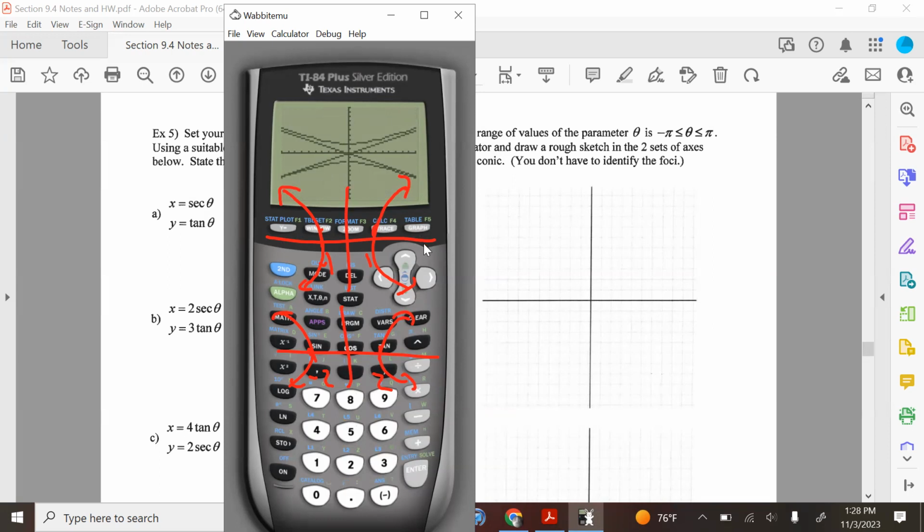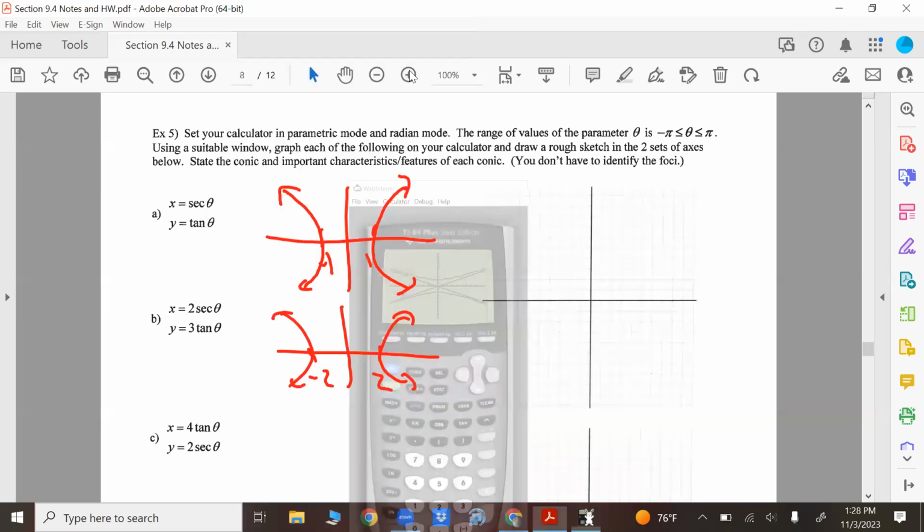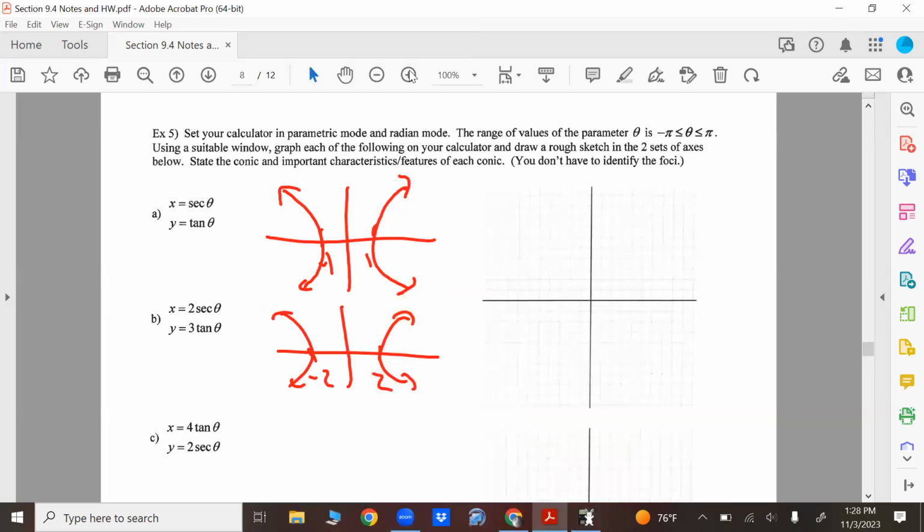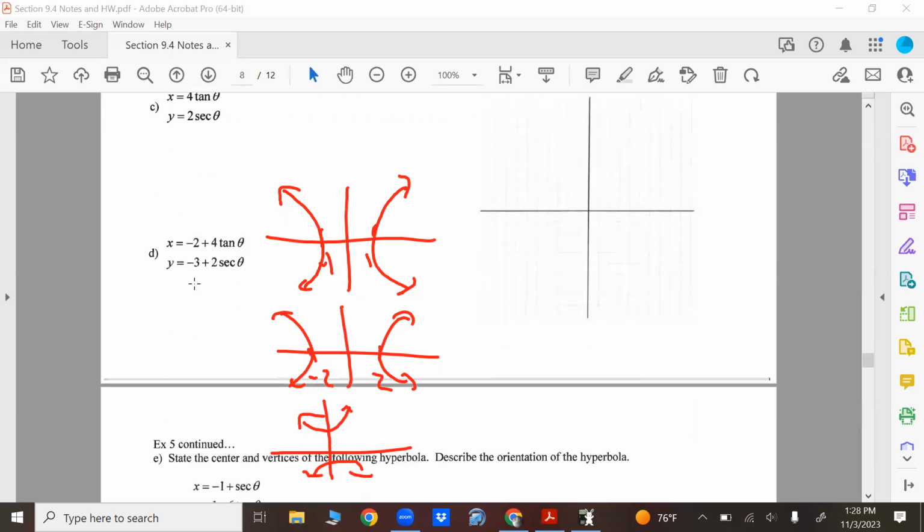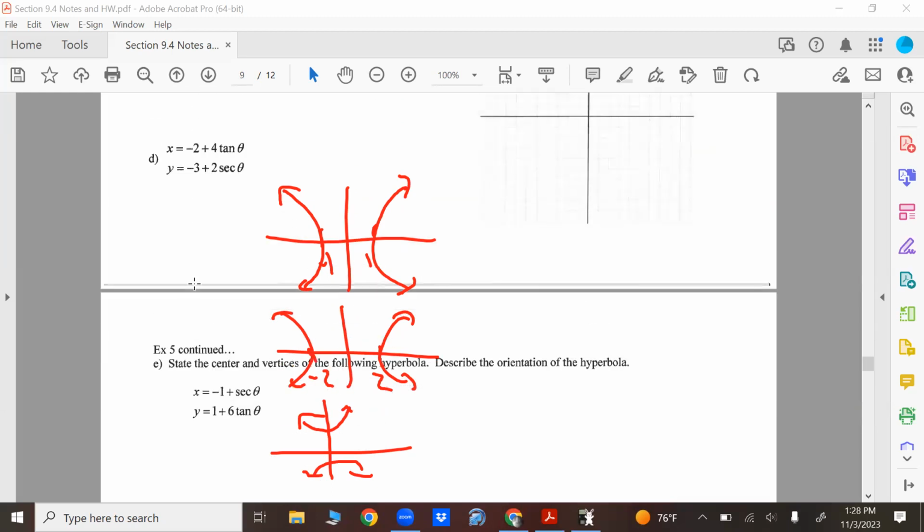Now, interestingly, it's at 2 and negative 2 for y. So it seems that secant theta is going to determine which way we open, whether secant is y or x. And the number in front of it is going to give us the vertex. I'm guessing the number next to tan is going to probably be the other dimension of the central rectangle. So we might be getting this. And in D and E, most likely will change the center.